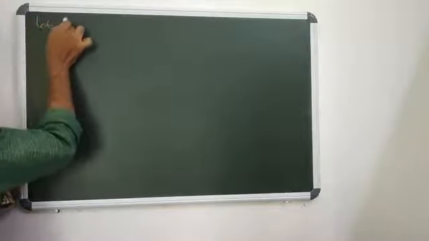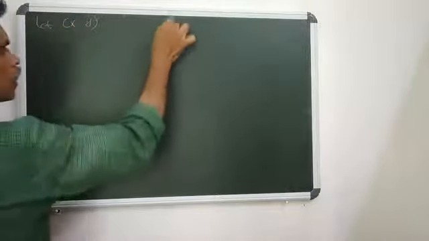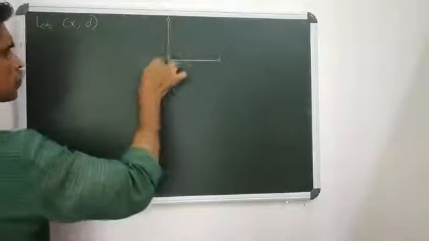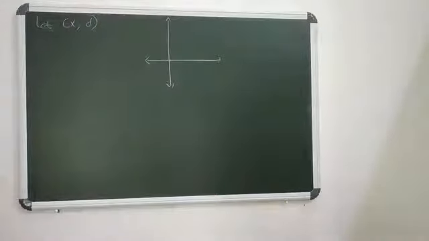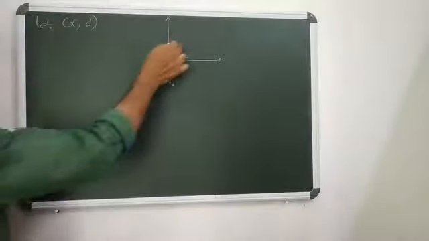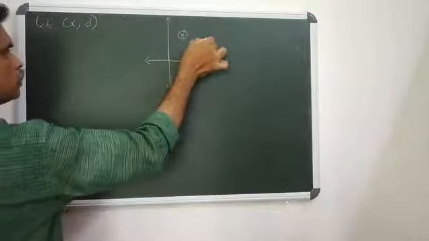The result says: let X be a metric space with a metric d. Then any two distinct points of X can be separated by open spheres. Let (X,d) be a metric space. Consider x and y, any two distinct points. Suppose here it is x and here it is y.